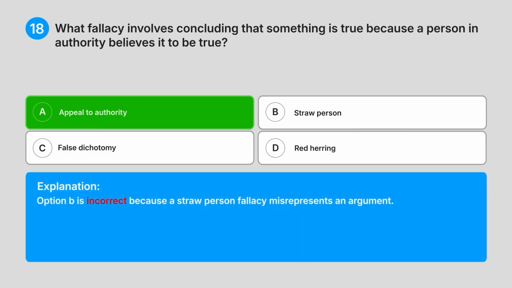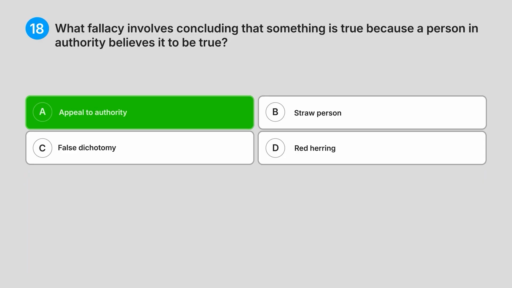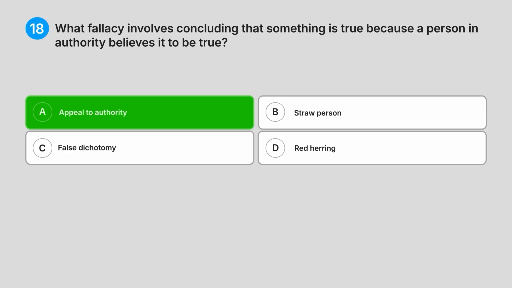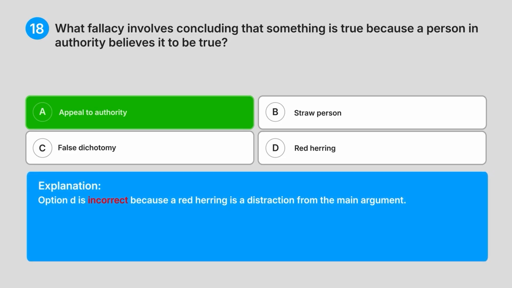Option B is incorrect because a straw person fallacy misrepresents an argument. Option C is incorrect because a false dichotomy presents only two choices. Option D is incorrect because a red herring is a distraction from the main argument.